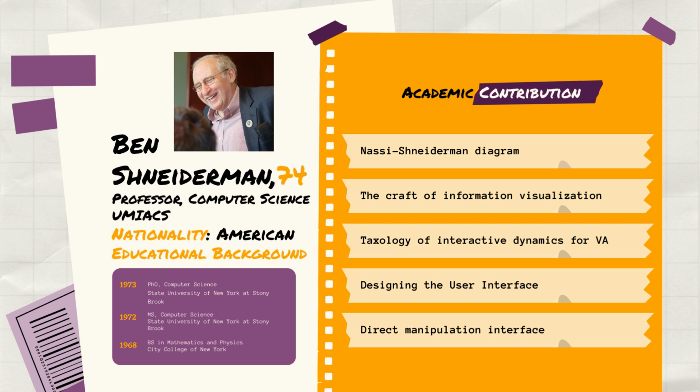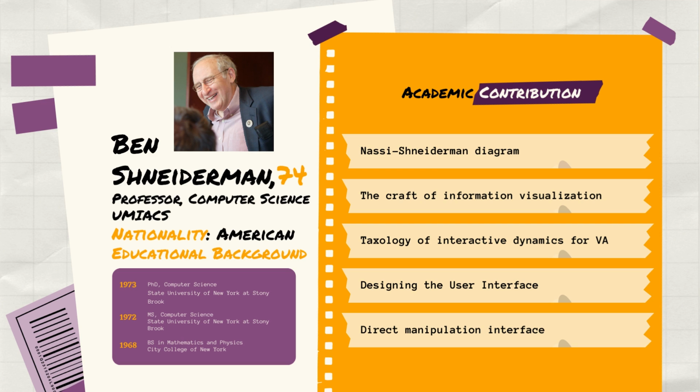Coming to the taxonomy of interactive dynamics for visual analysis. In 2012, Jeffrey Heer and Shneiderman co-authored the article Interactive Dynamics for Visual Analysis in ACM Queue, Volume 10, Number 2. Included in this article is a taxonomy of interactive dynamics to assist researchers, designers, analysts, educators, and students in evaluating and creating visual analysis tools. The taxonomy consists of 12 task types grouped into 3 high-level categories.